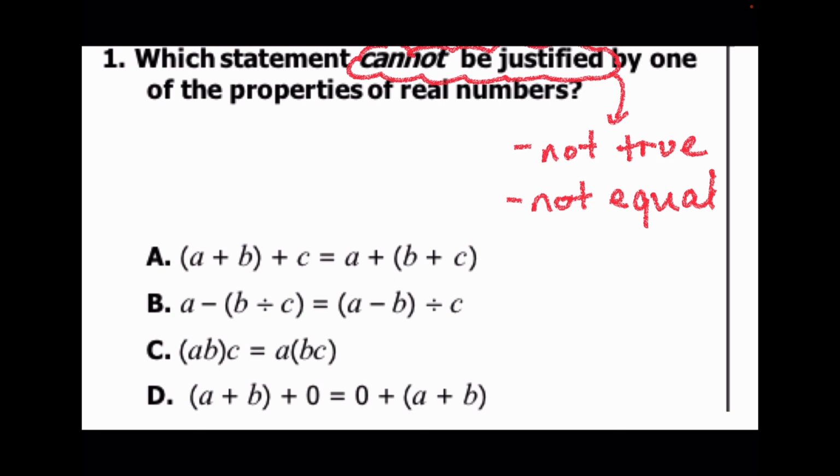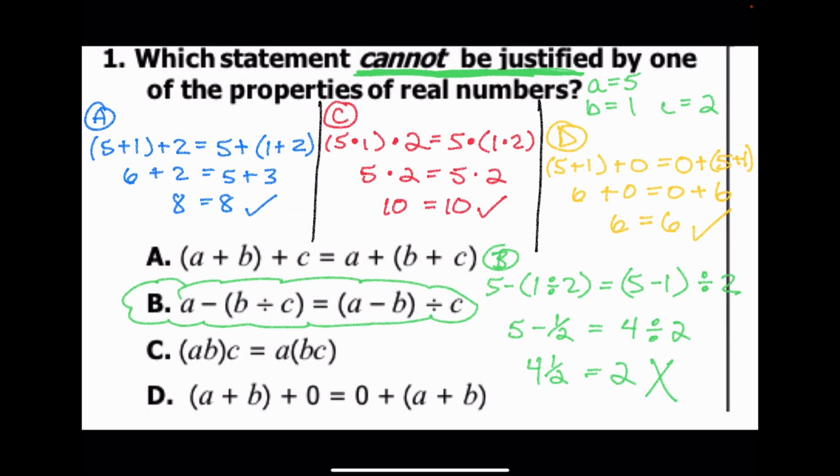So with that knowledge, what you could do if you don't remember your properties is assign a value to A, B, and C. So for example, I assigned A equals 5, B equals 1, and C equals 2. And then I worked out all of the answer choices. And as you can see, the answer is still B because B is the only one where both sides were not equal. When you did A, C, and D, both sides equaled the same thing. And that's how you would answer this question.